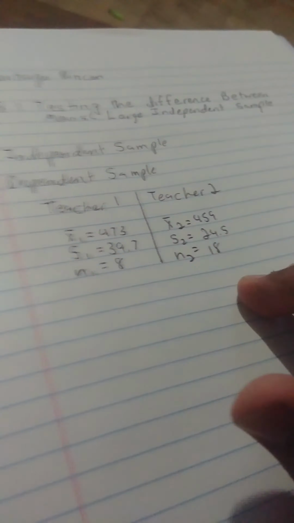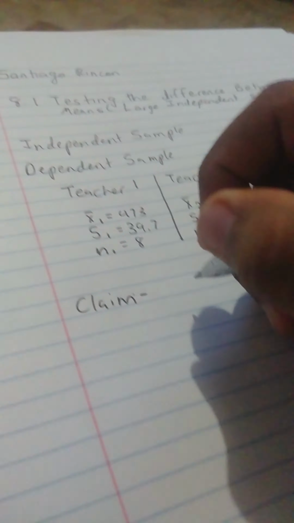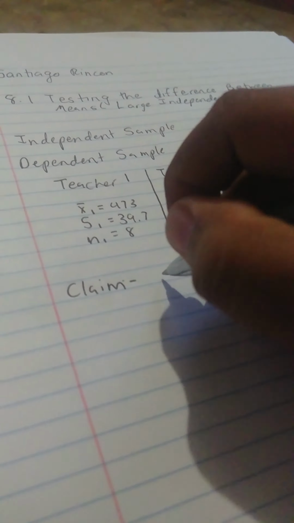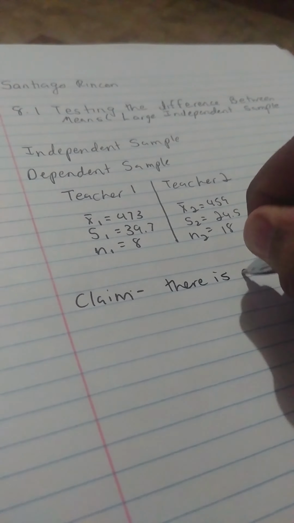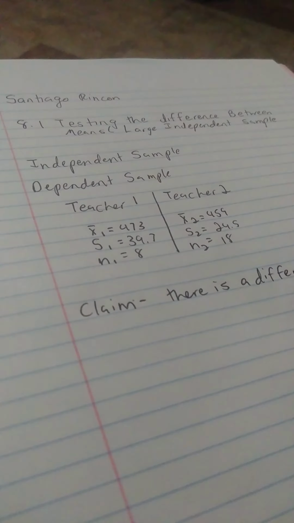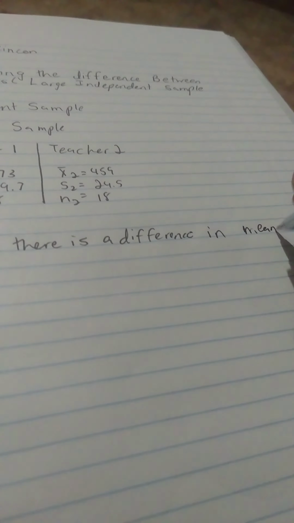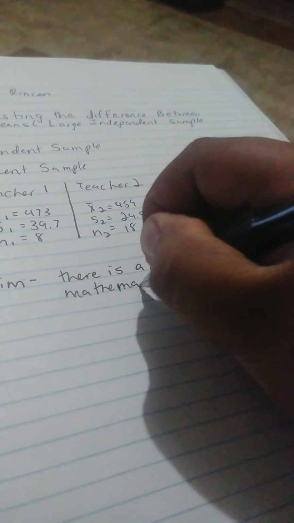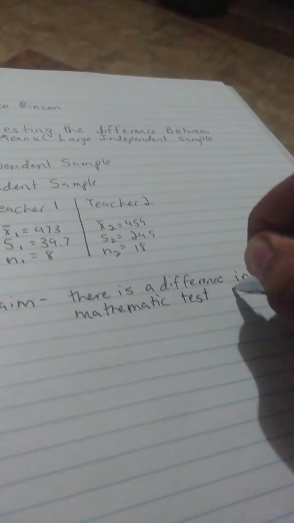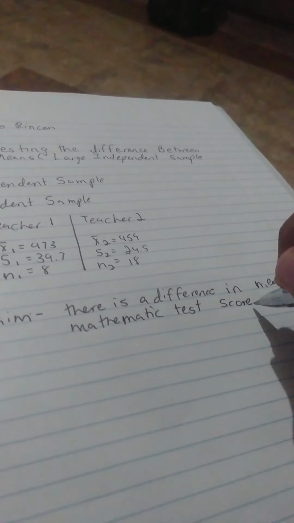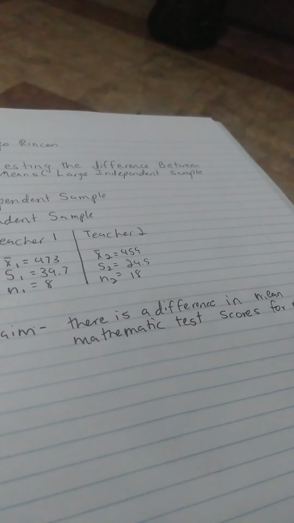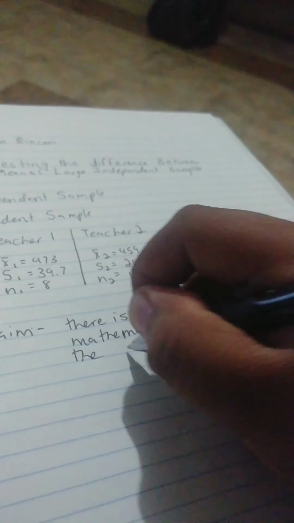Okay, so first we need our claim. So our claim is that there's a difference in mean mathematics test scores for the students of two teachers.